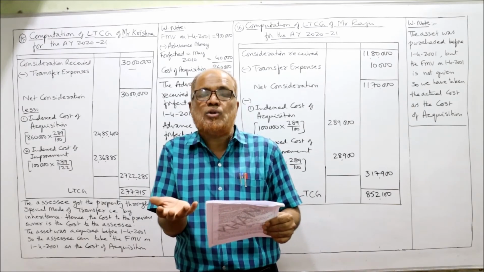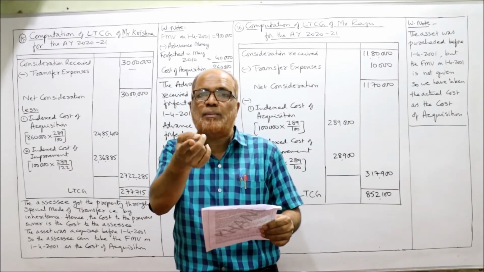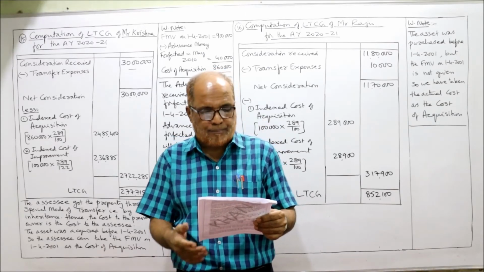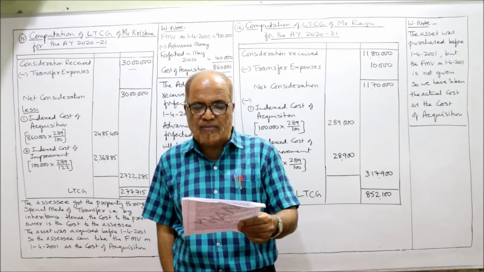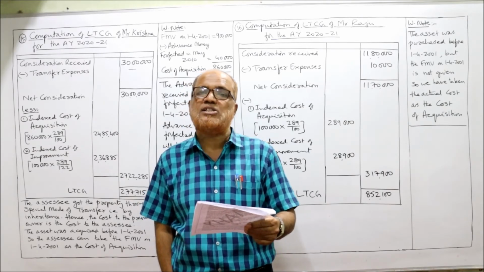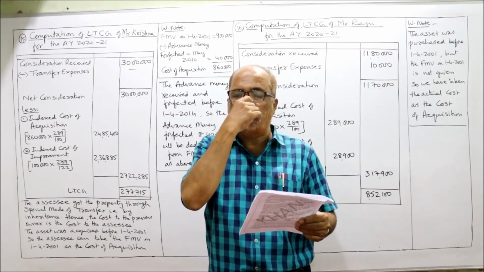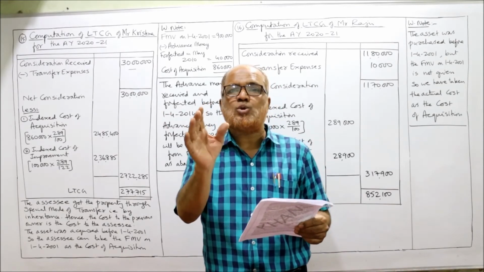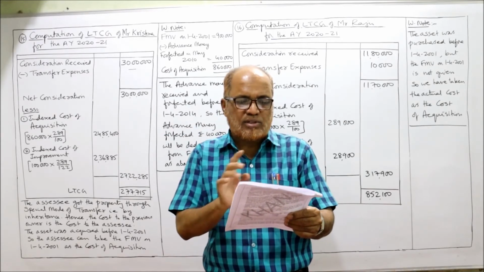Now he got through inheritance, right? So the cost to the present owner will be the cost to the previous owner. Mr. Krishna has spent 1 lakh rupees on renovation of the house in 2006-2007. There is improvement. First of all, the asset was purchased before 1/4/2001. So the SSC can choose the actual cost or FMV, whichever is higher. Actual cost was 1 lakh rupees.